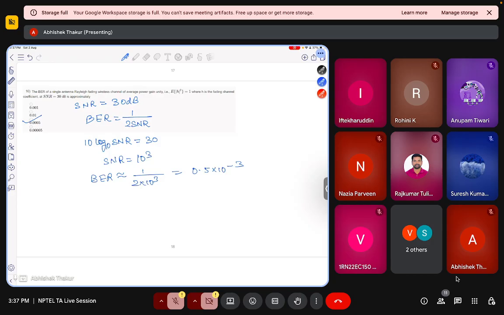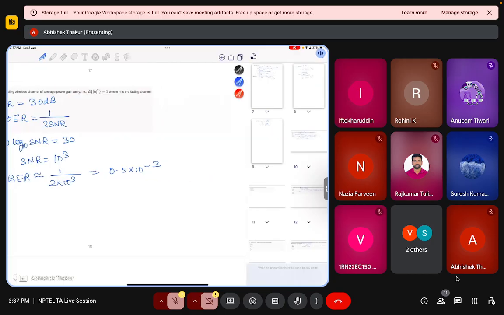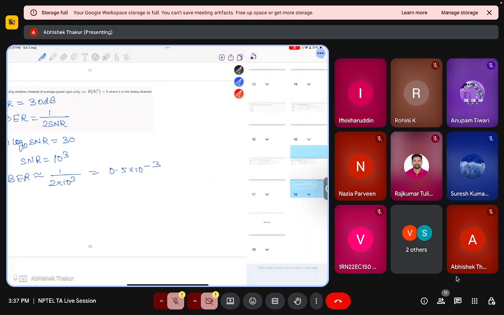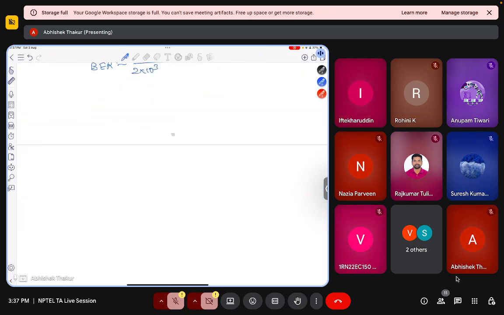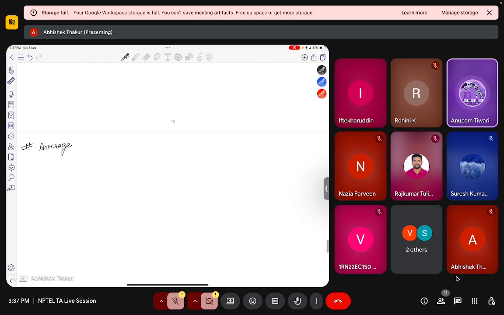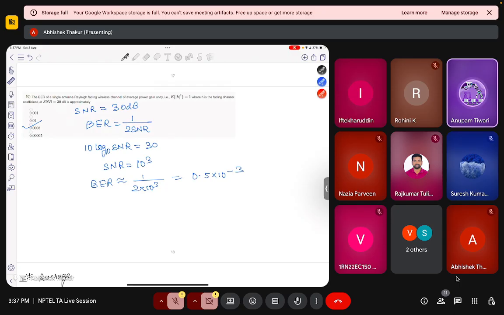Okay. So basically we will see some of the important formulas which can be used to solve the questions of this week's assignments. In the last it is D, I think. 0.5 into 10 to the power minus 3 means it will be 0.0005. So it will be option C.